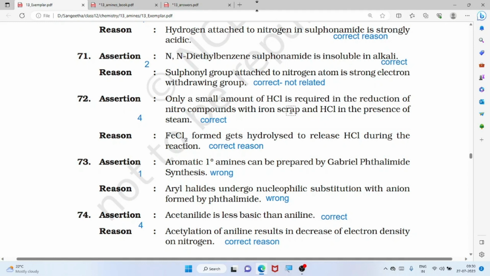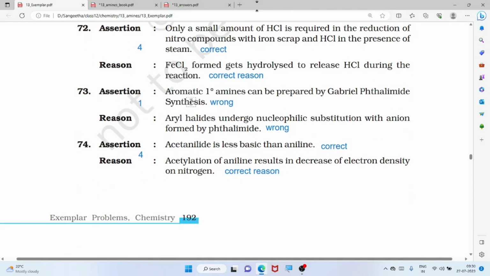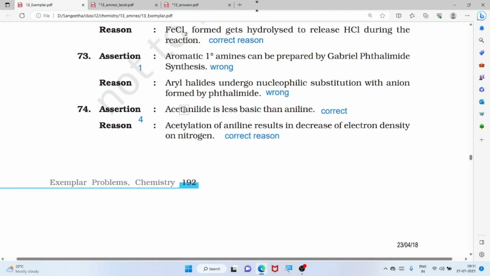Only a small amount of HCl is required for the reduction of the nitro compounds with iron scrap. HCl, okay, this is correct. FeCl2 formed is hydrolyzed to release HCl, okay, this is a correct reason. Aromatic primary amines can be prepared by the Gabriel phthalimide synthesis. No, this is wrong. Aromatic amines are not prepared by this Gabriel synthesis. Aryl halides do not undergo nucleophilic substitution. Reason is wrong. Acetanilide is less basic than aniline, correct? Acetylation results in the decrease in electron density of the nitrogen, correct reason.